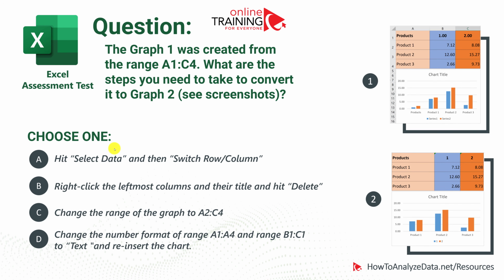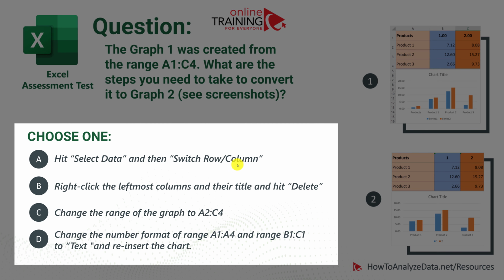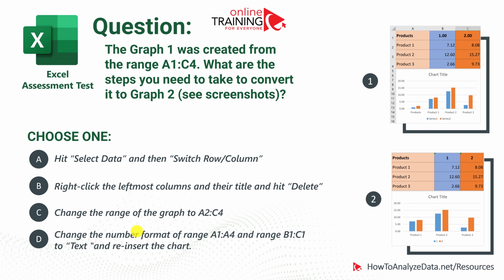There are 4 choices. Choice A, hit select data and then switch row and column. Choice B, right-click the leftmost columns and their title and hit delete. Choice C, change the range of the graph to A2 through C4. And choice D, change the number format of range A1 through A4 and range B1 through C1 to text and reinsert the chart. Which one do you think is right?